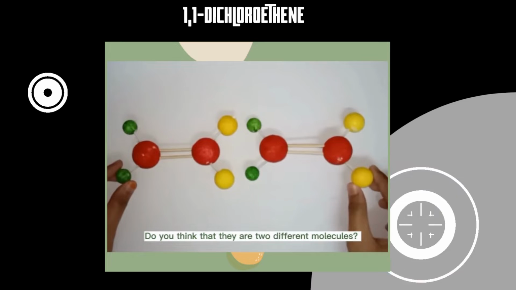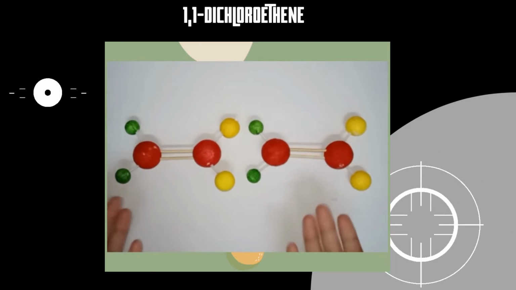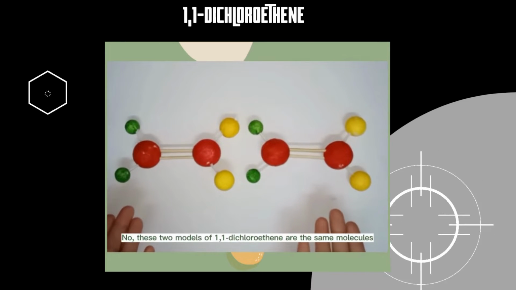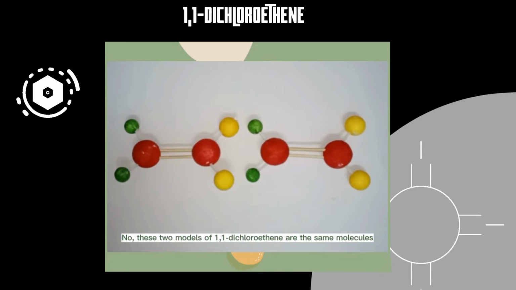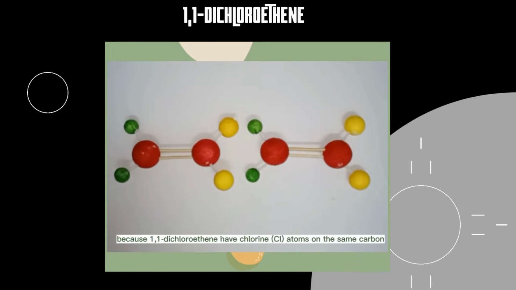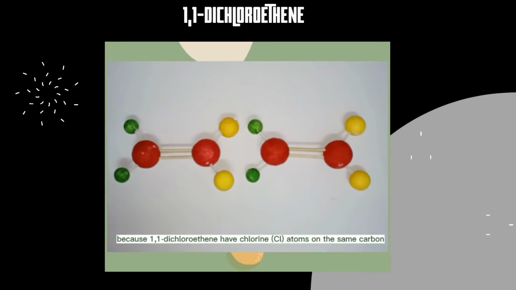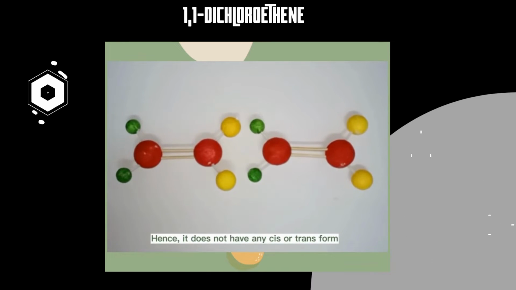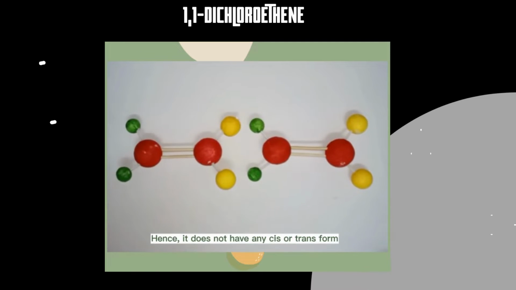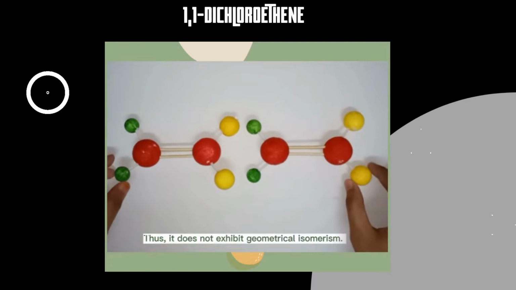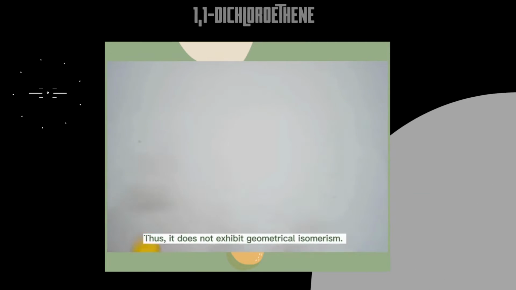Do you think that they are two different molecules? No, these two models of 1,1-dichloroethene are the same molecule because 1,1-dichloroethene has both chlorine atoms on the same carbon. Hence, it does not have any change of form. Thus, it does not exhibit geometrical isomerism.